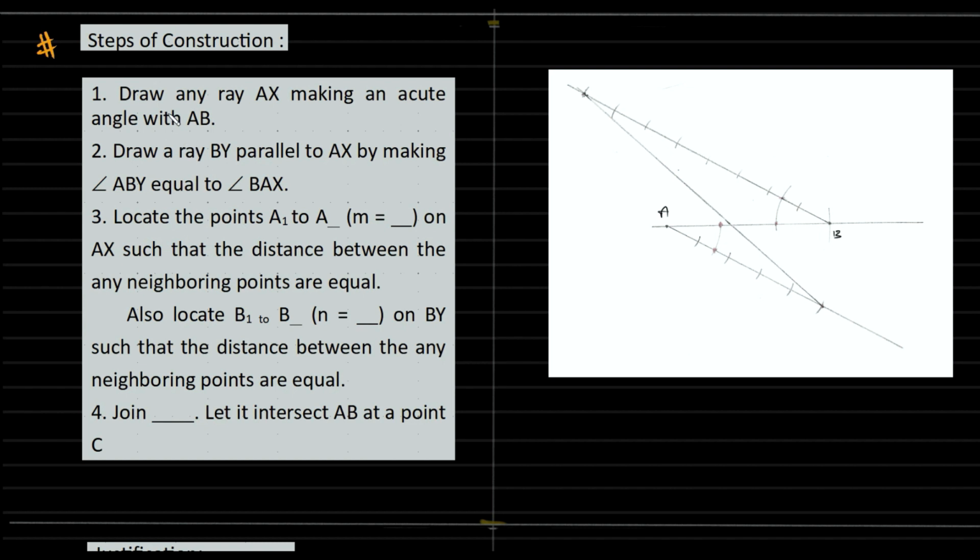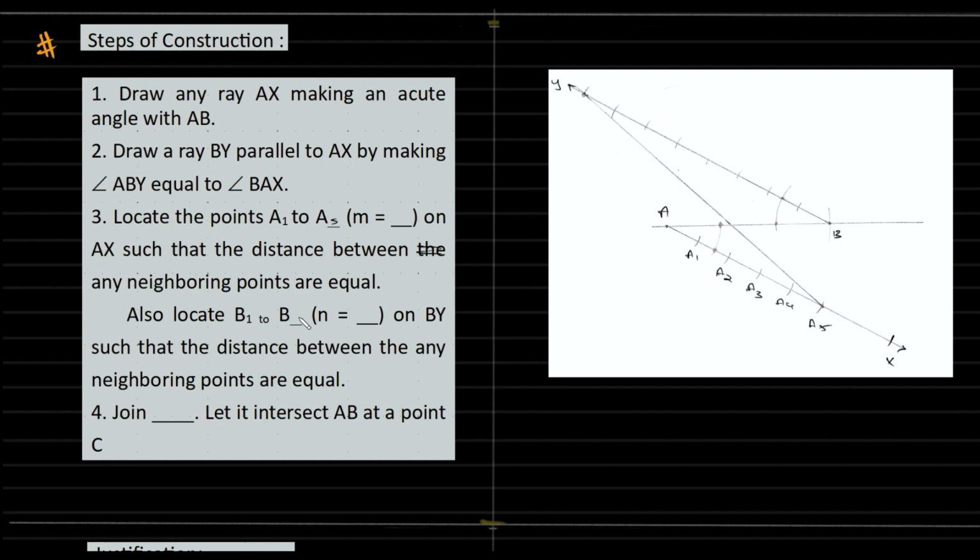Okay, we can start. Draw a ray AX making an acute angle with AB. So that will be your AX. Draw a ray BY, that is your BY. These are rays, by the way. Parallel to AX, making those two angles equal. Locate the points A1 to A5. So A1, A2, A3, A4 and A5 on AX such that the distance between any two neighboring points are equal.